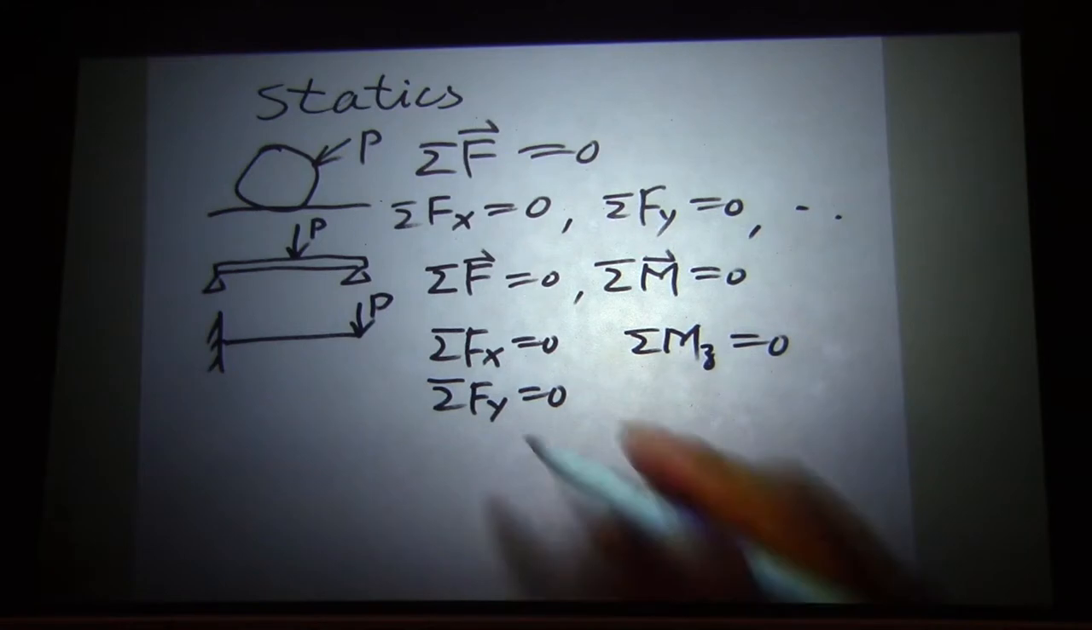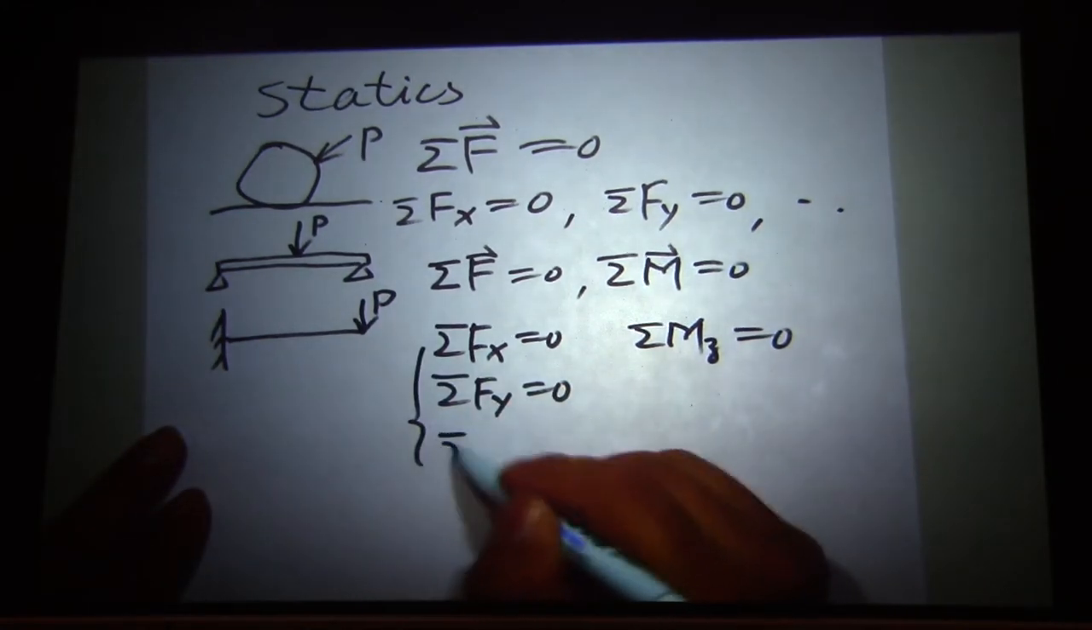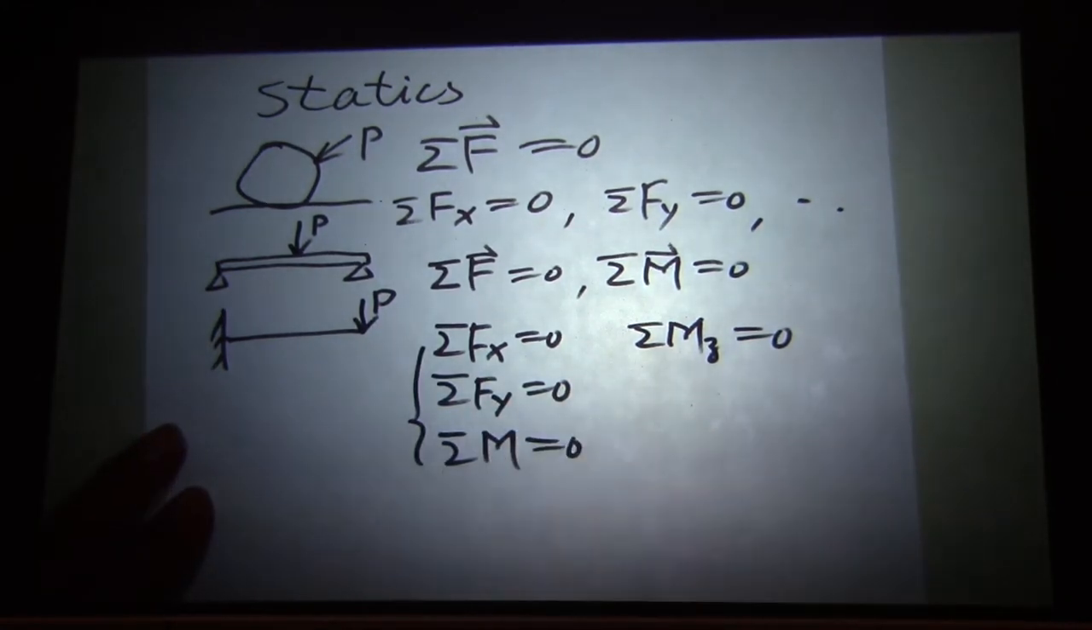We just say, okay, you're going to have three equations: sigma F x, sigma F y, and sigma movement equals zero. Right? But we mean that the movement in this plane equals zero. Okay. All right, so just a quick example.